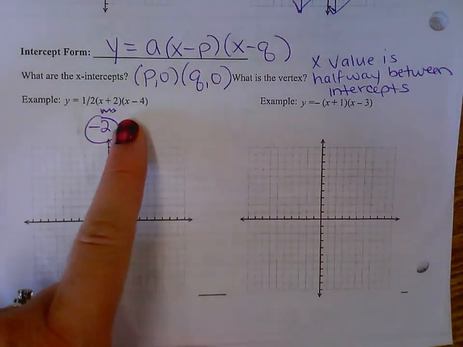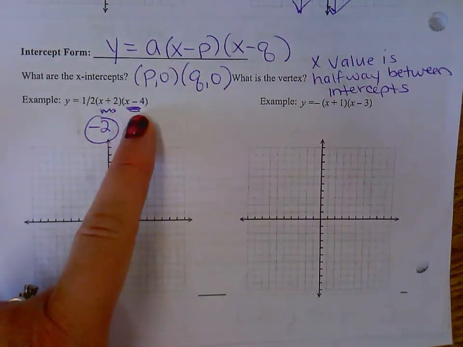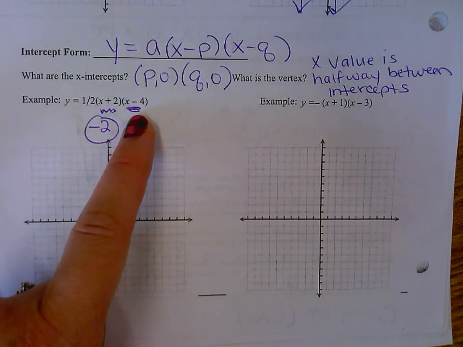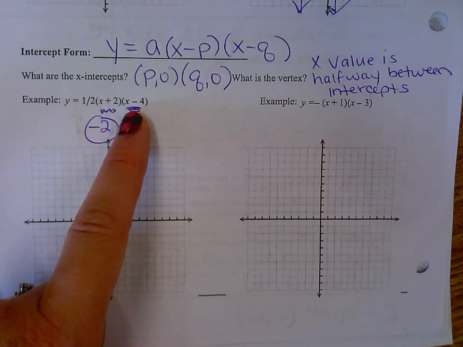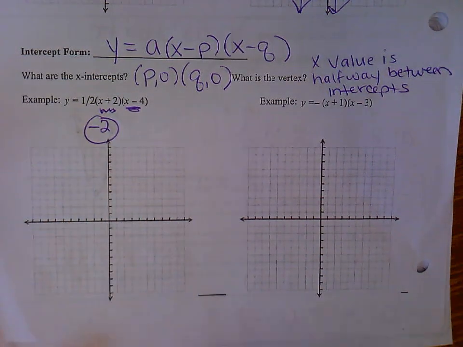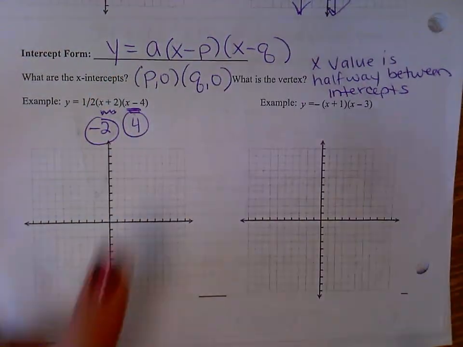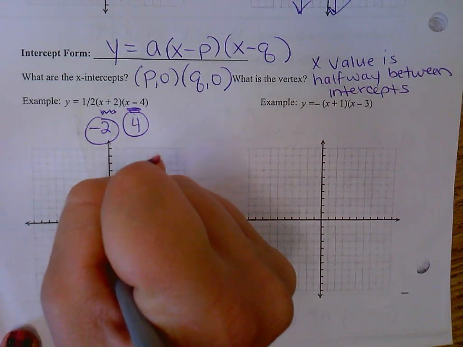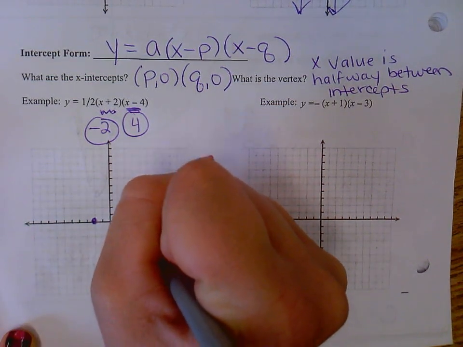What's my other x-intercept from this other factor? What would I plug in to make this factor 0? 4, because 4 minus 4 is also 0, right? Kind of remember factored form? We're going to review that starting kind of tomorrow. If those are my x-intercepts, you plot your x-intercepts on your graph.